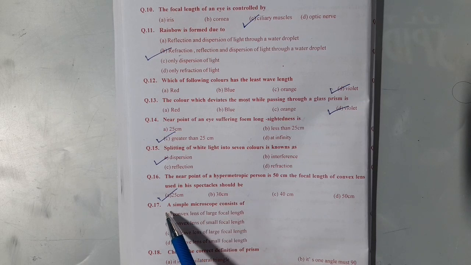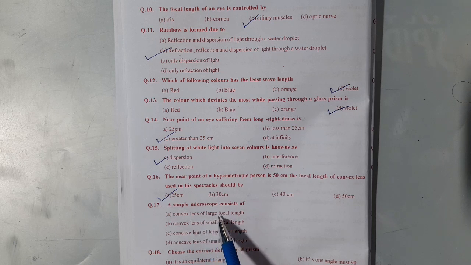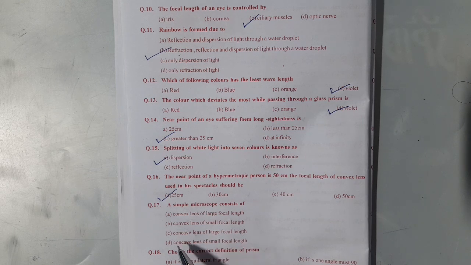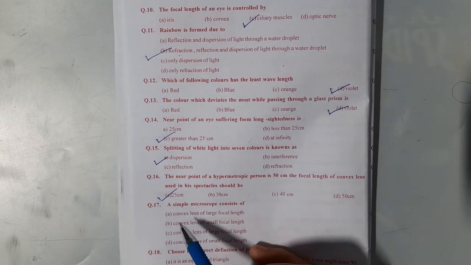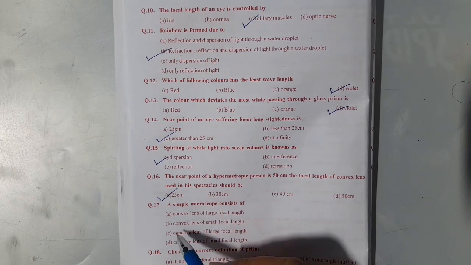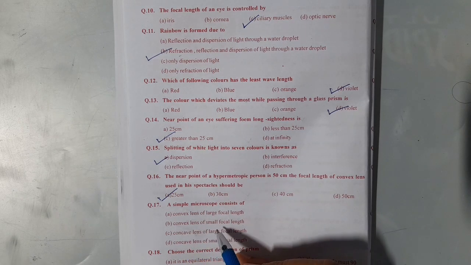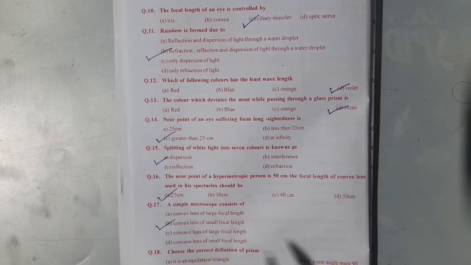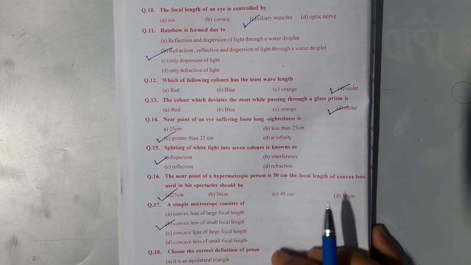Option A. Next question. A simple microscope consists of option A convex lens of large focal length, option B convex lens of small focal length, option C concave lens of large focal length, or option D concave lens of small focal length. So students, we know that a simple microscope consists of convex lens of small focal length. Option B is correct answer. Next question.